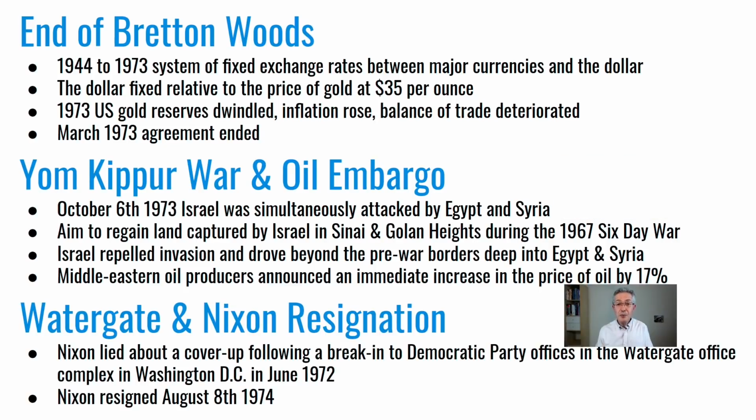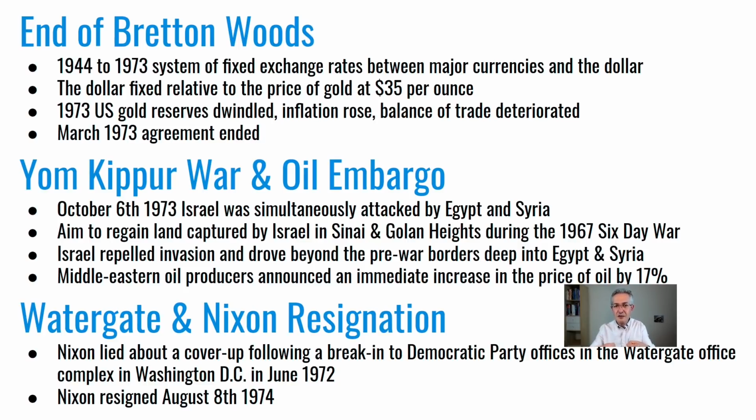The third political problem was Nixon's Watergate scandal, and this occurred when there was a break-in to a Democratic Party office in the Watergate office complex, hence the name of the scandal. But what was particularly scandalous was that Nixon lied about this to Congress and tried to cover up the break-in. And eventually this scandal led to his resignation in 1974, on August the 8th.